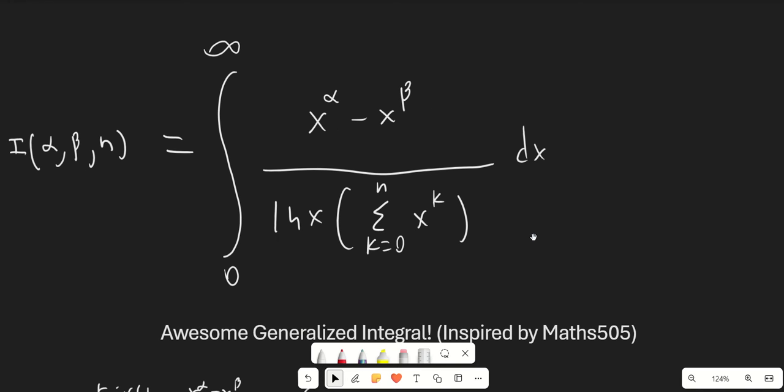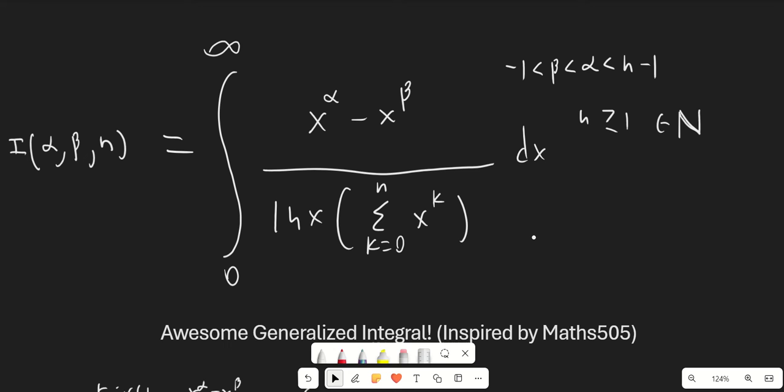One thing that I want to note here is that we need negative 1 to be less than β, which is less than α, which is less than n minus 1. And n should be greater than or equal to 1 and an element of the natural numbers. So that is our integral right here.